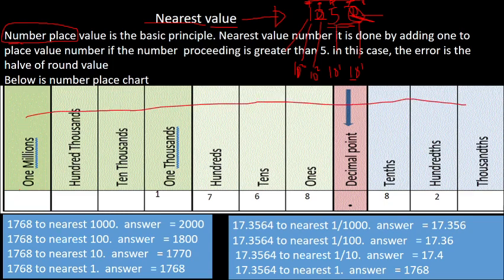Look at 1 million. This is 10 raised to power 6. 100,000. This is 10 raised to power 5. 10,000. This is 10 raised to power 4. 1,000. This is 10 raised to power 3. 100. This is 10 raised to power 2. 10. This is 10 raised to power 1. Unit. This is 10 raised to power 0.